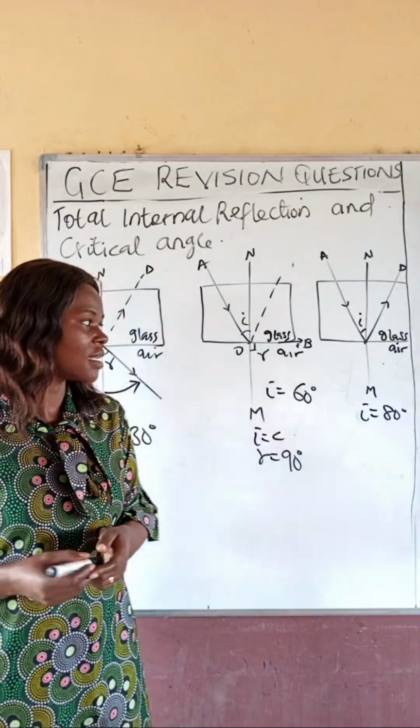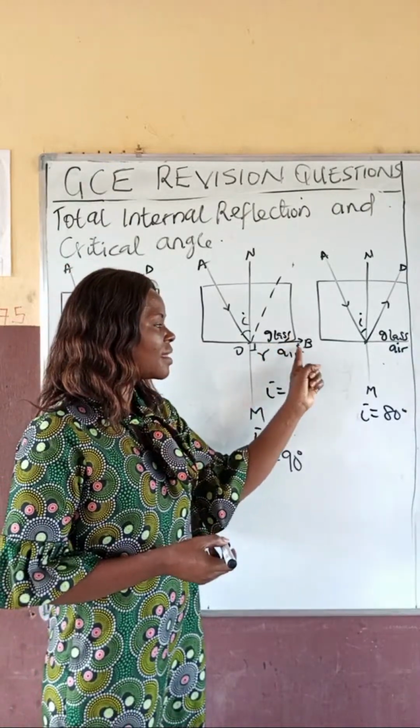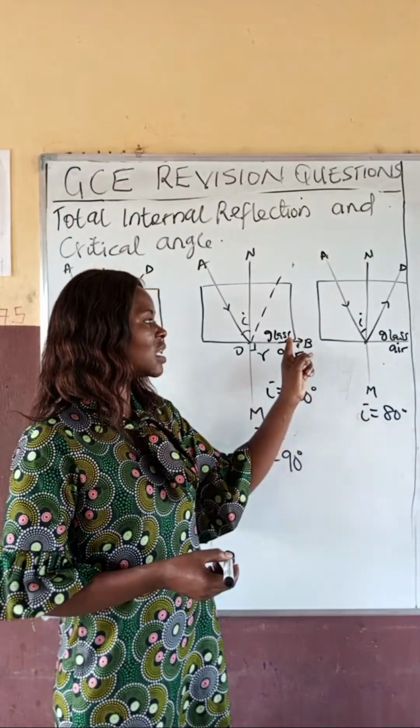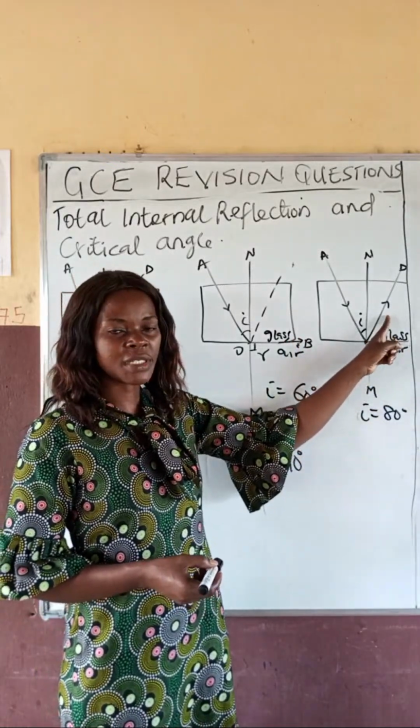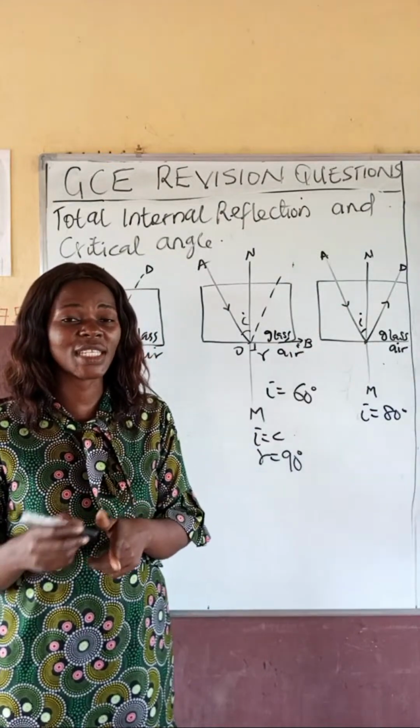Do you get it? Because at this point, the angle of refraction is here. Now, if you increase this angle of incidence again, it will move from this point inside the prism. Do we get it? So you can say that total internal reflection has taken place.